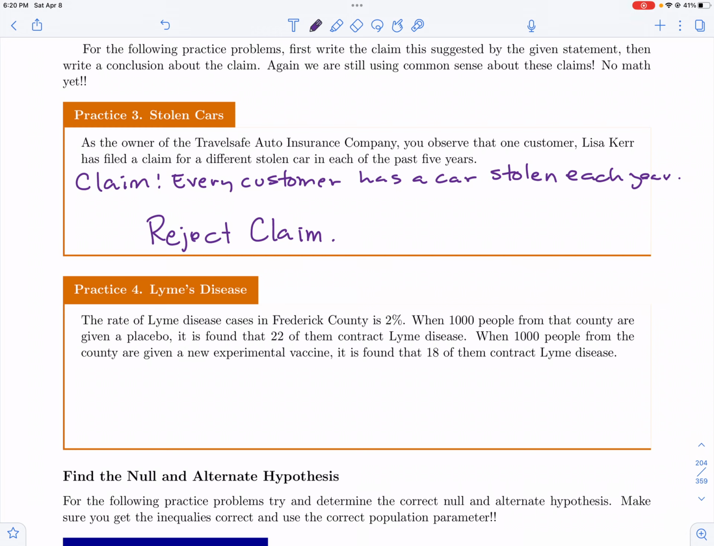All right, let's look at practice 4 then. The rate of Lyme disease cases in Frederick County is 2%. When 1,000 people from that county are given a placebo, it's found that 22 of them contract Lyme disease. When 1,000 people from the county are given a new experimental vaccine, it's found that 18 of them contract Lyme disease. So our claim would probably be something along the lines of the vaccine reduces your chance of getting Lyme disease.